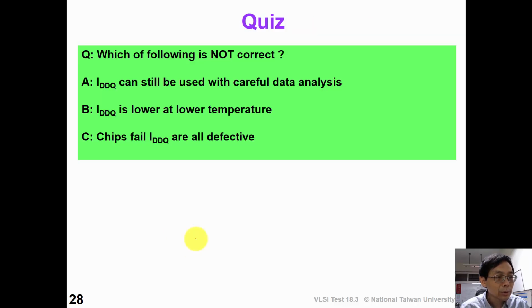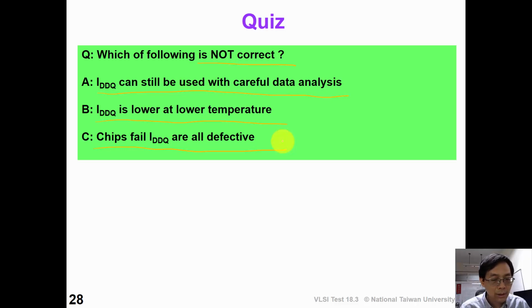Now it's time for you to work on the quiz. Which of the following is not correct for IDDQ? A. IDDQ can still be used with careful data analysis. B. IDDQ is lower at lower temperature. C. Chips that fail IDDQ are all defective chips. Please now think about these questions.